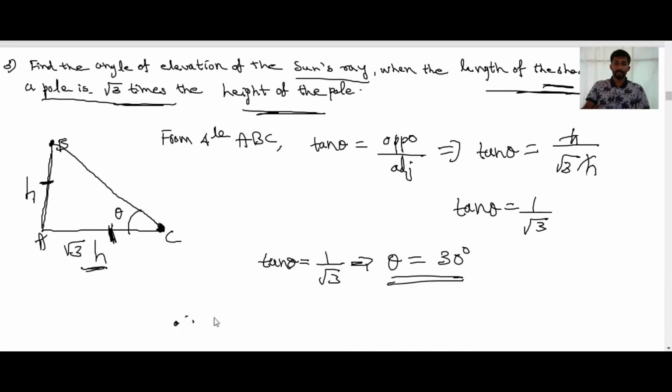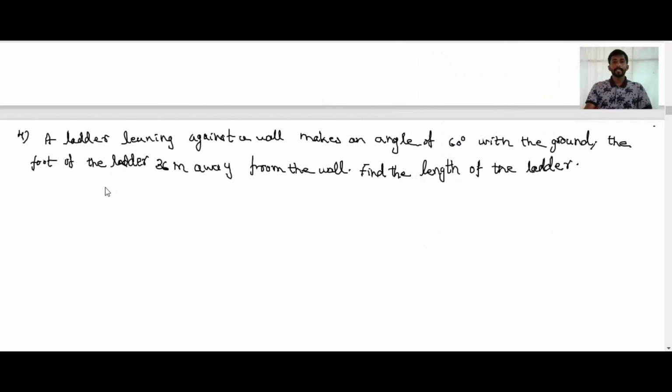Write the conclusion. Therefore, angle of elevation is equal to how much degree? 30 degree. Clear? See the next question.